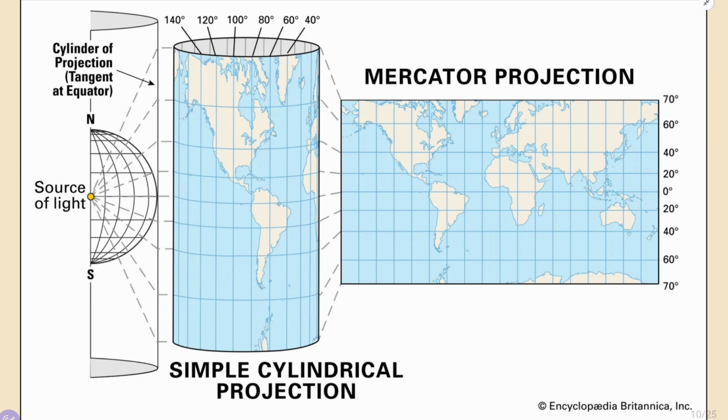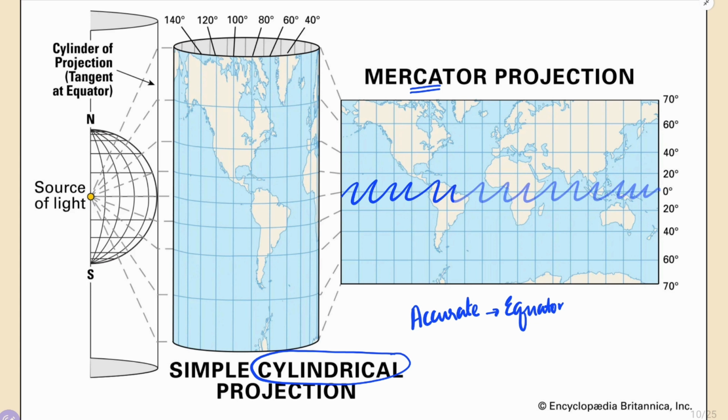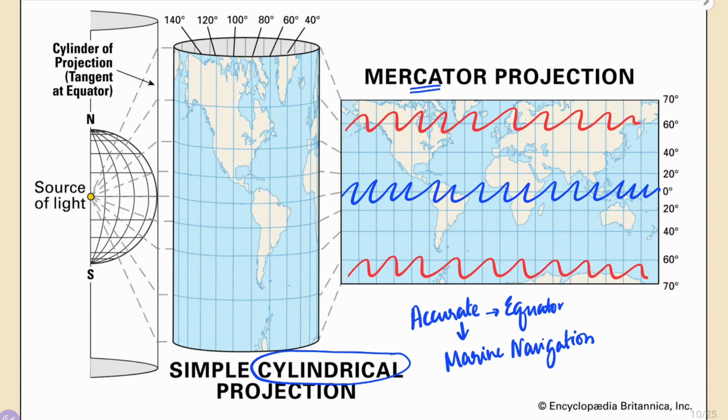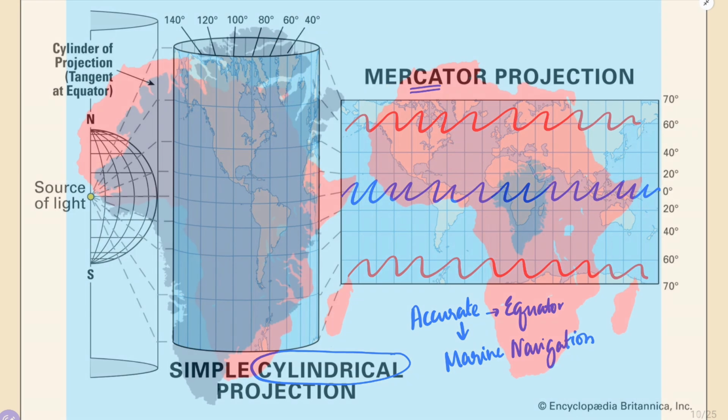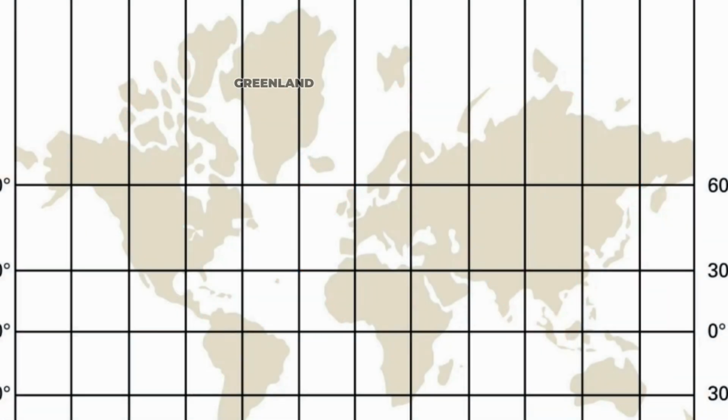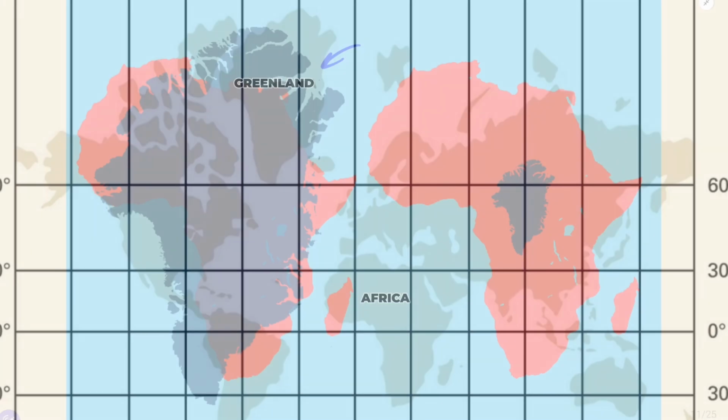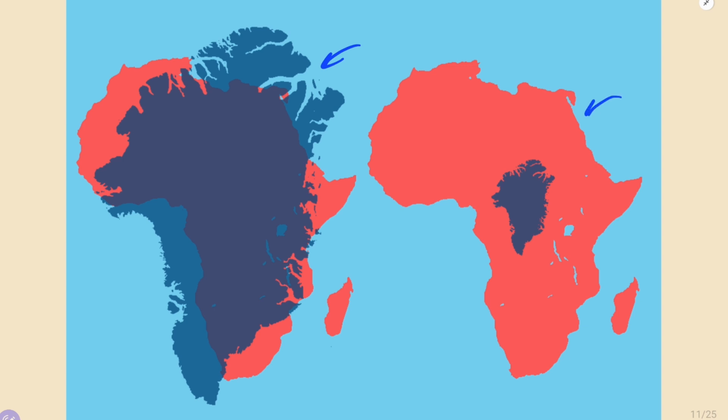One of the most widely used projections is the Mercator projection. The Mercator projection is a cylindrical projection of the Earth that represents shapes and directions accurately near the equator, making it popular for marine navigation. However, at higher latitudes, it distorts areas and distances. You'll notice that Greenland appears almost as large as Africa on the Mercator map, while in reality, Africa is almost 14 times larger than Greenland.